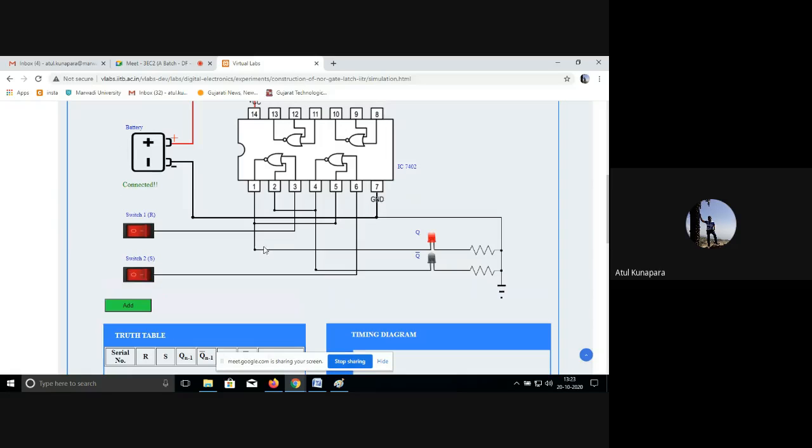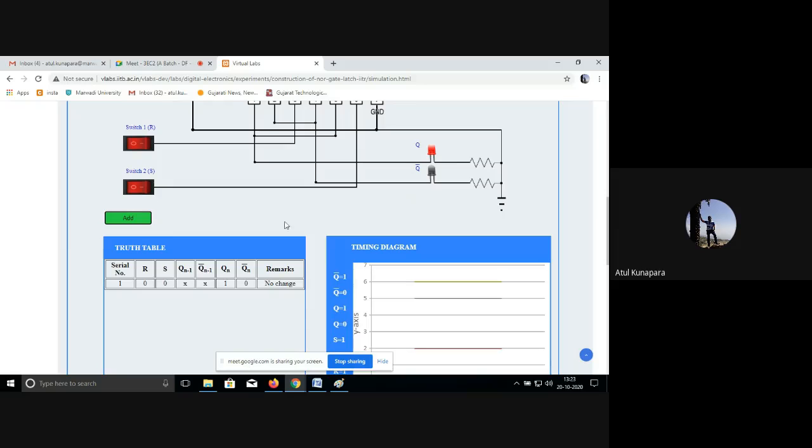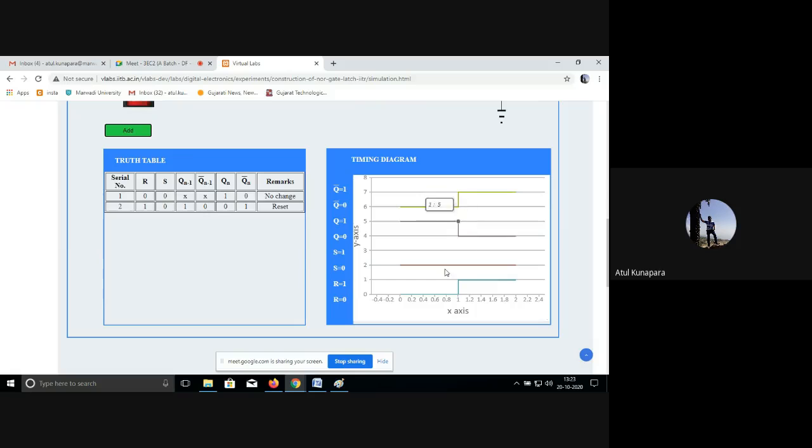And now you can check it. Right now you can see the Q and Q bar condition is 1 0, and your S and R are 0 0. If you add it into the circuit, you can see that your outputs Q and Q bar have no change, right? But now if I make R equal to 1, what will it do? It does the reset condition, because earlier Q was 1 and Q bar was 0, but when I turned R on, it turned Q to 0 and Q bar to 1. That's what we can say in the table. And here you can also see the timing diagrams that are being developed.